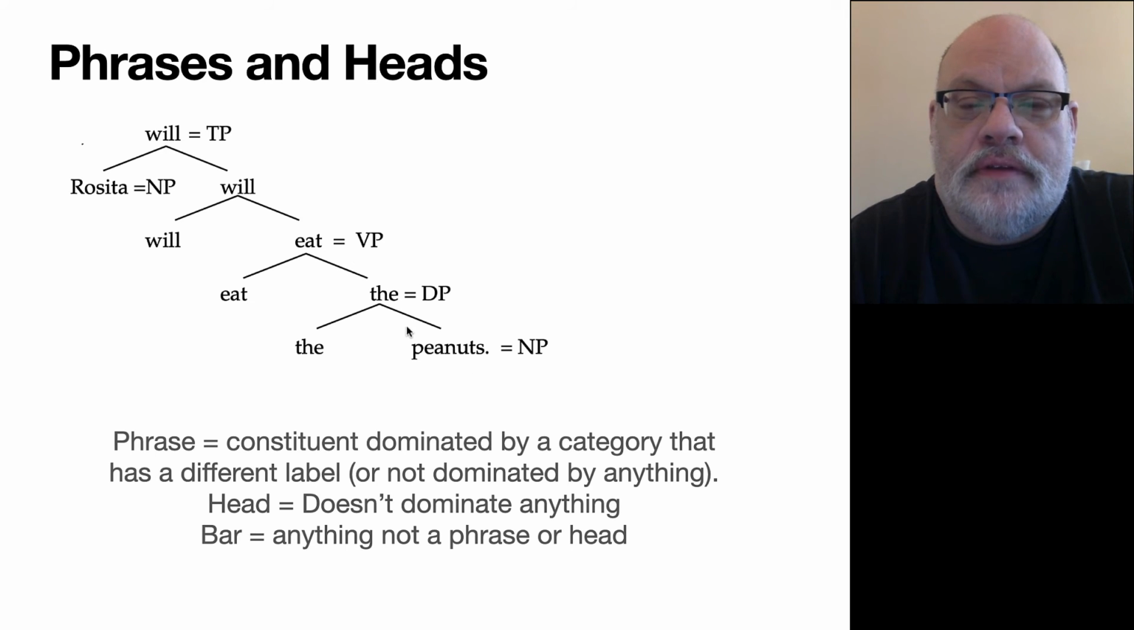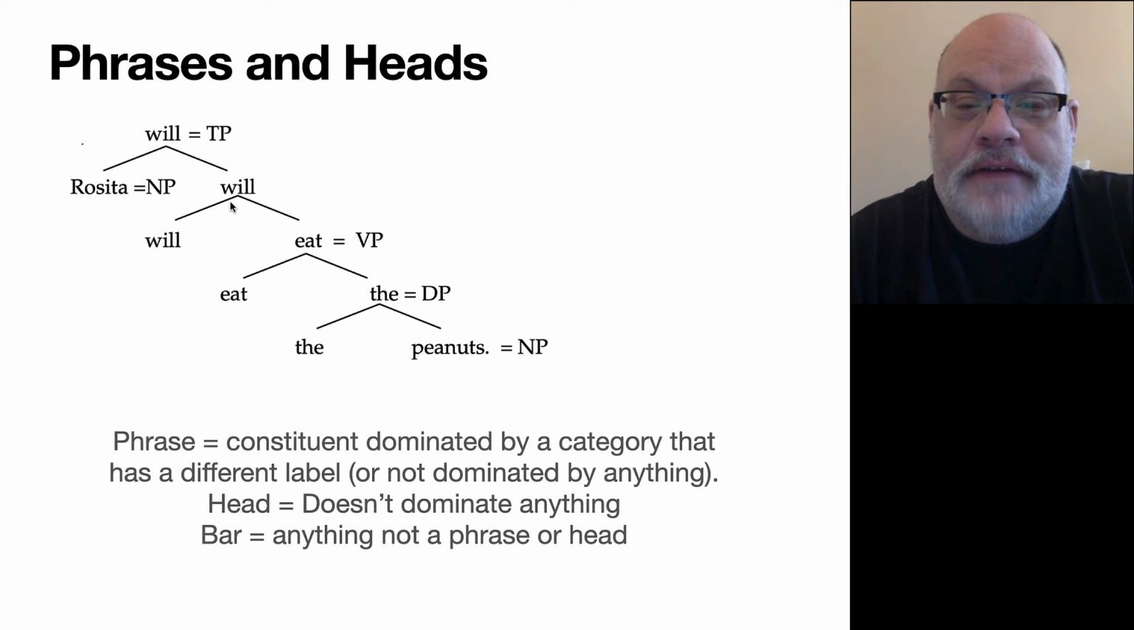So this is how you get the difference between phrases and heads. Anything that is left over will be a bar level. So this will is dominated by something of the same category. So will is dominated by will. So it's not going to be a phrase. And this will dominates things. So it's not going to be a head. So anything that falls into that category is going to be a bar level.